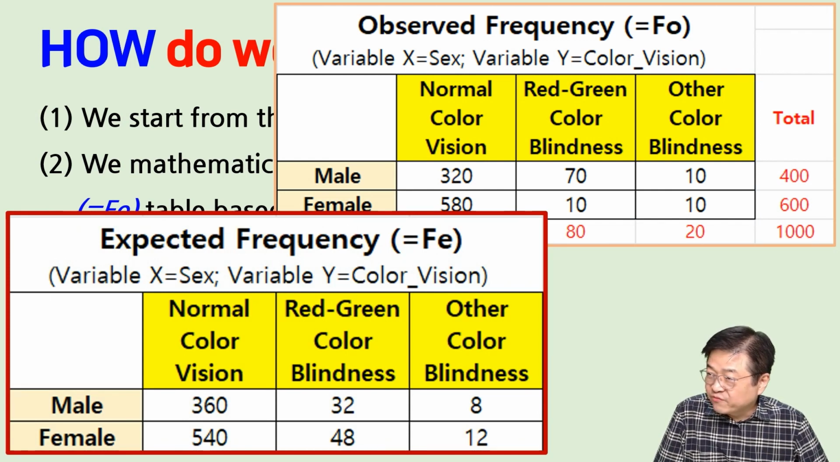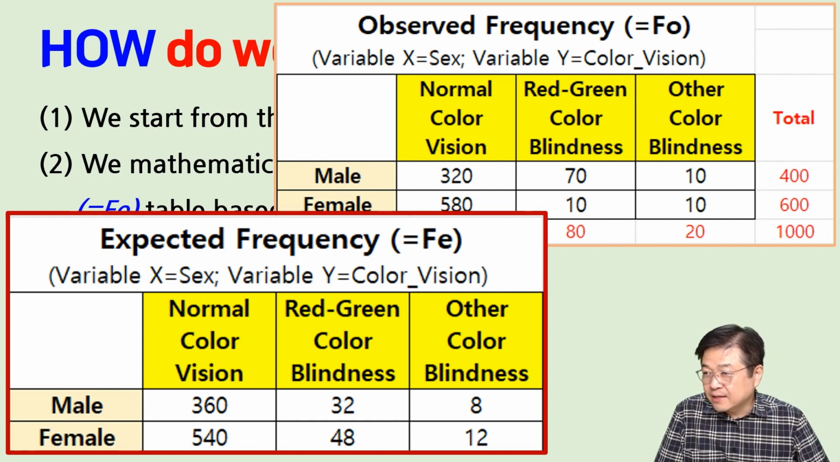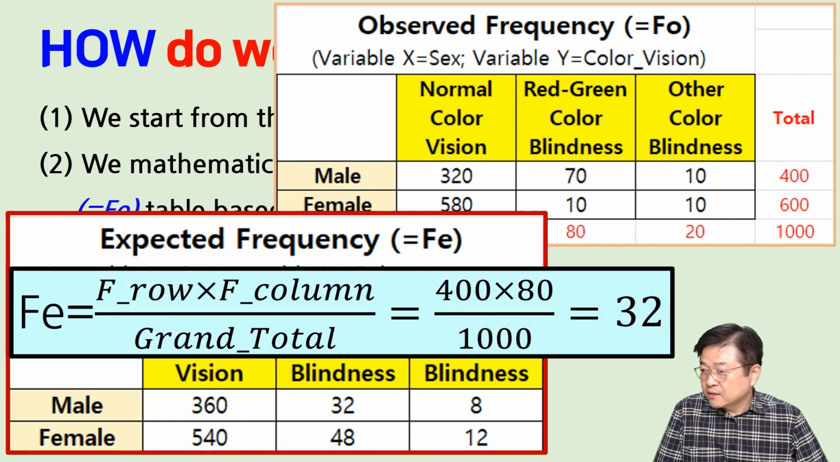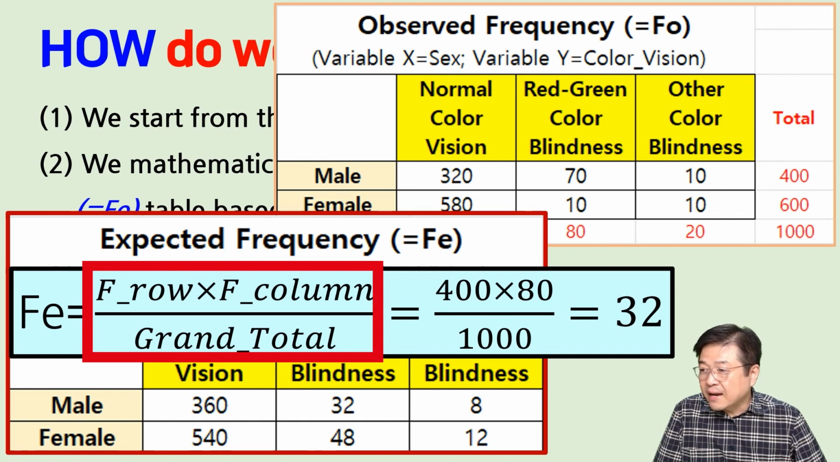For instance, if we toss a coin 50 times, we expect to see 25 heads and 25 tails simply by logic or by chance. Here, 25 heads and 25 tails are expected frequency values that will occur by chance or by logic. Anyway, let me show you how these expected frequency values are calculated from the observed frequency table based on the marginal frequency values. This is a mathematical formula to calculate the expected frequency value from the observed frequency table. According to this formula, the expected frequency of each cell is calculated by first multiplying the row frequency by the column frequency, and the product is divided by the grand total.